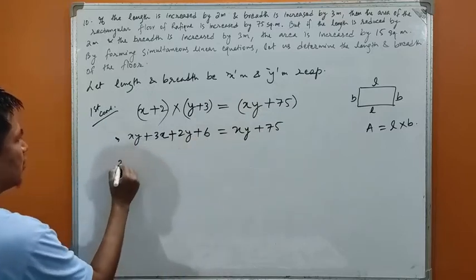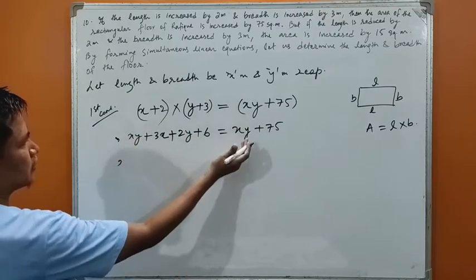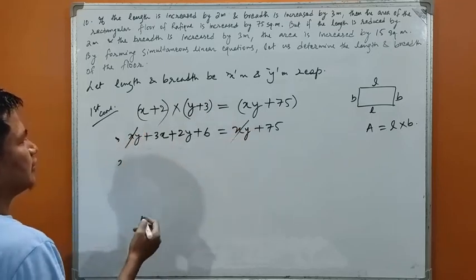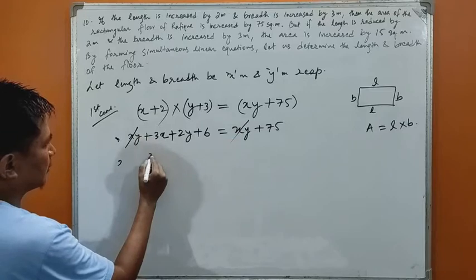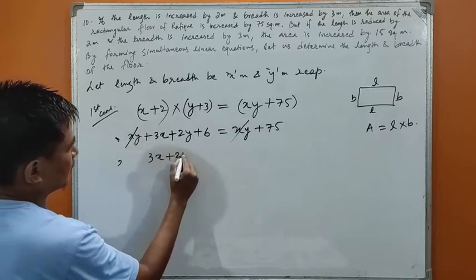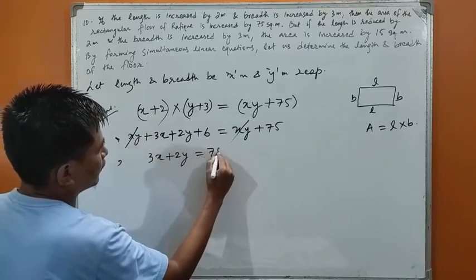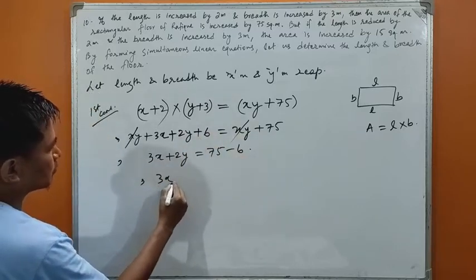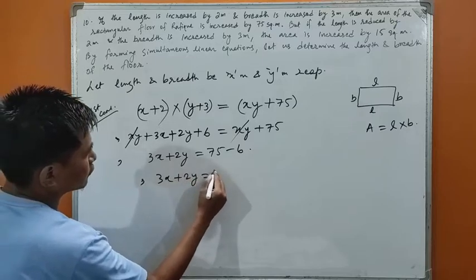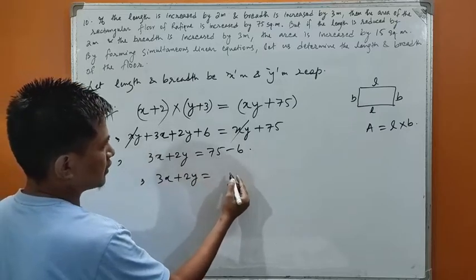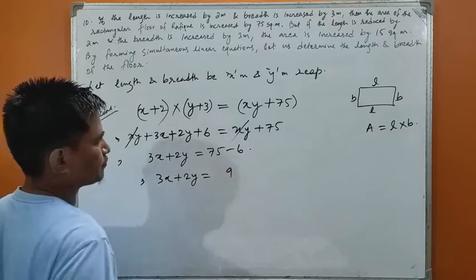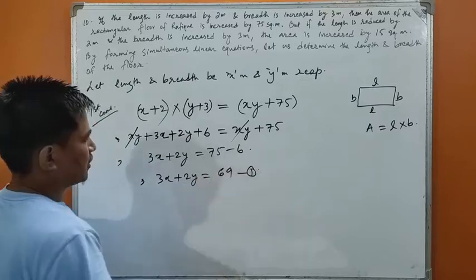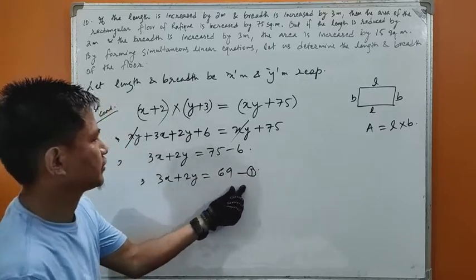Now let us bring this xy to the left hand side and plus 6 to the right hand side. If you bring xy to the left hand side, minus xy, and plus xy cancels out, so let us cancel here. So we have 3x plus 2y equals to 75 minus 6, which is 69, isn't it? 3x plus 2y equals to 69, this is equation 1.